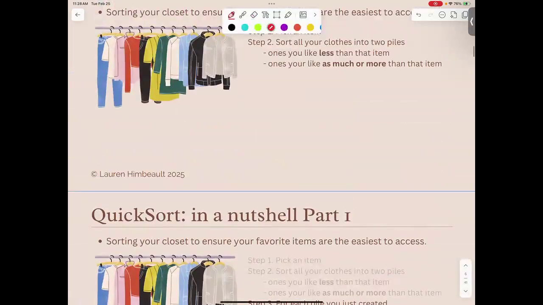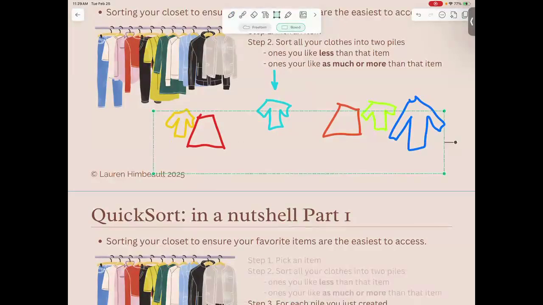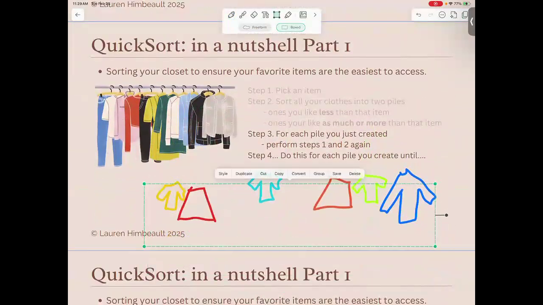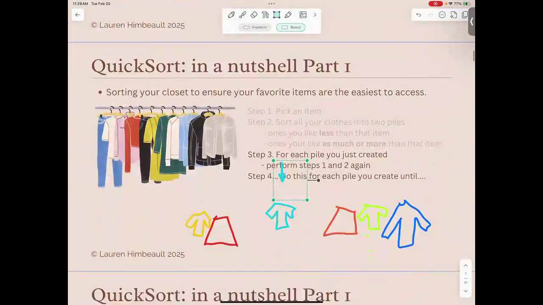So imagine for a second, you've got a shirt, oh, really, that was not a shirt. A shirt here that is our starting item. And I say, I like this skirt less. I like this skirt more. I like this shirt less. I like this shirt more, whatever it might be. I like this long sleeve shirt more. I don't know. There we go. Don't judge my drawings. But basically, we end up with two piles where these decisions have been made around our original chosen shirt. So then we do it again.